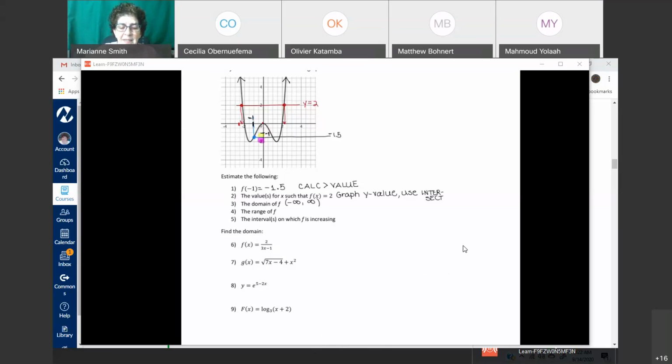Anybody know the families of functions that don't have all real numbers as the domain? What are the families of functions where you have to worry about excluding values from your domain? I gave you one of them a little while ago when I was describing how to determine domain. Anybody know of any others? By family of function, I'm thinking polynomial, exponential, logarithmic, that sort of thing.